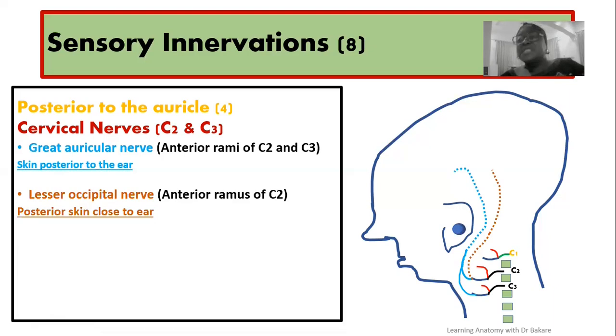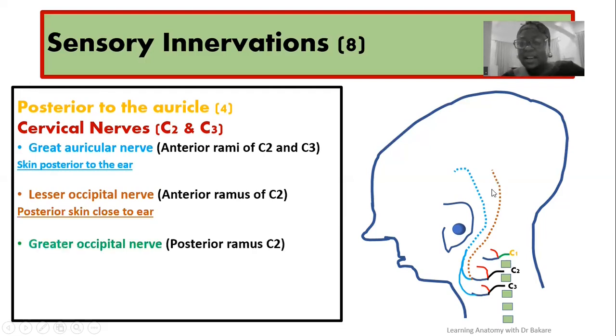supplying the posterior region of the scalp just after the great auricular nerve. So you have the great auricular nerve here. Then after it, you have the region of the scalp that is supplied by the lesser occipital nerve. Then the next branch is the greater occipital nerve.